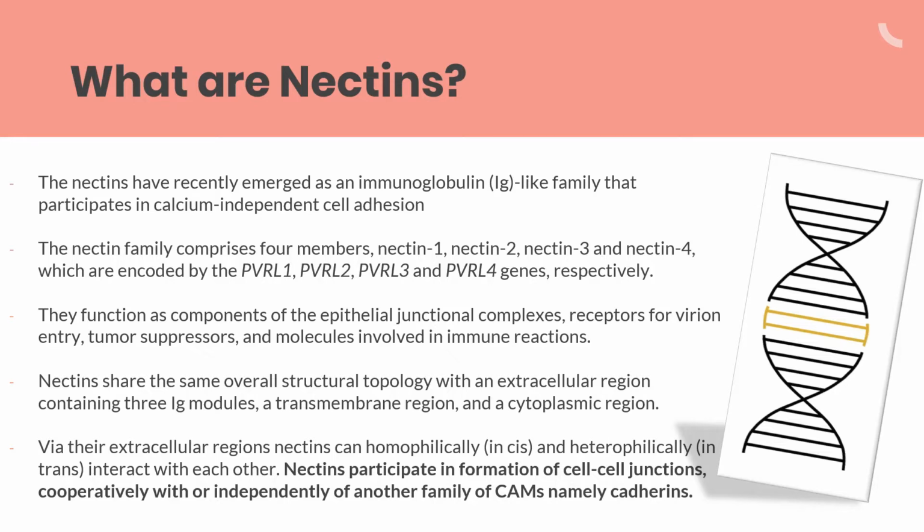They function as components of the epithelial junctional complexes, receptors for virulent entry, tumor suppressors, and molecules involved in immune reactions. Nectins share the same overall structural topology with an extracellular region containing 3 immunoglobulin modules, a transmembrane region, and a cytoplasmic region. Via their extracellular regions, nectins can homophilically and heterophilically interact with each other. And so they participate in the formation of cell-to-cell junctions cooperatively with or independently of another family of cell adhesion molecules called cadherins.